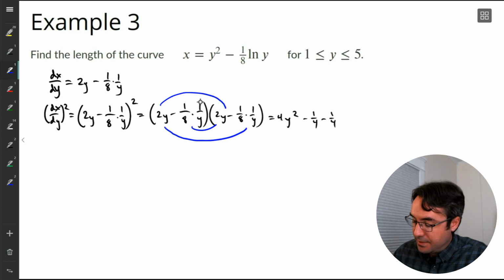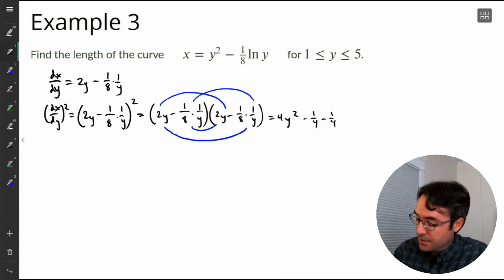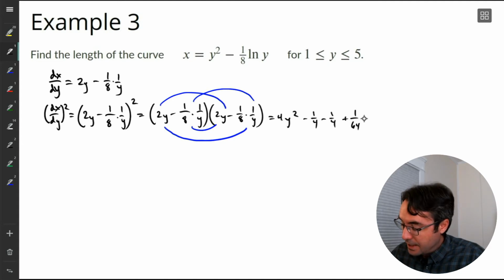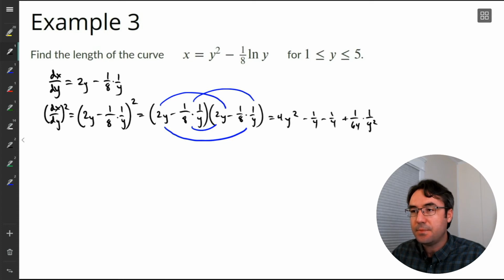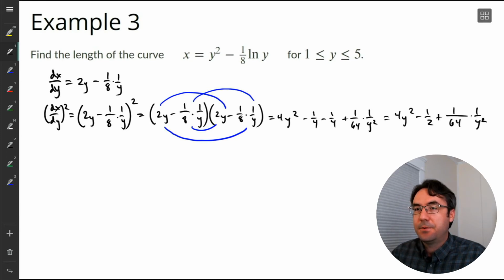And then finally, we multiply the last terms together. So there's going to be 2 copies of negative 1 over 8, so we're going to end up with positive 1 over 64. And then there's 2 copies of 1 over y, so we're going to end up with 1 over y squared. And if we simplify this down, the negative 1/4 and the negative 1/4 simplifies to negative 1/2. Now, let's keep an eye on this negative 1/2. This is where the magic, the trick here, is going to happen. So keep your eye on this negative 1/2.